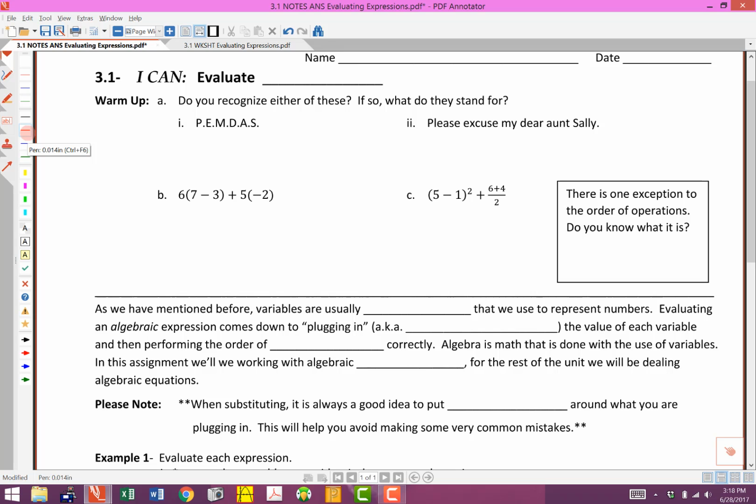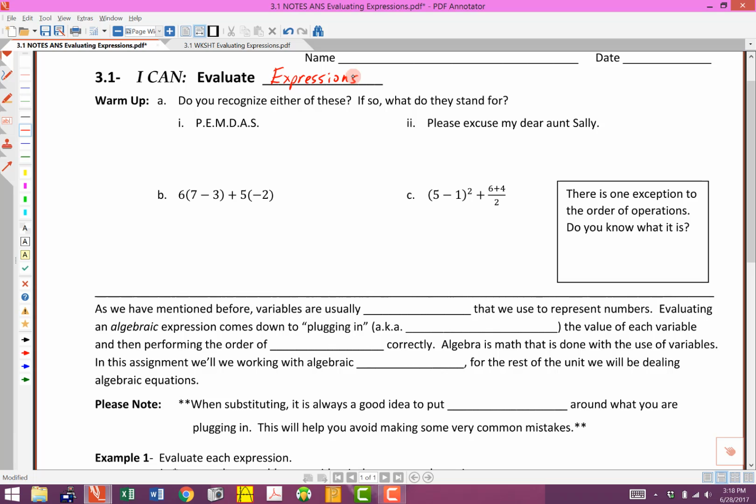All right, let's take a look at the first section in this new unit. This is section 3.1, and here's the I can statement. I can evaluate expressions. We're going to be dealing a lot with mathematical expressions here. So we're going to learn how to evaluate them, and these may look a little bit different than you've seen before, but hopefully we'll be in good shape.